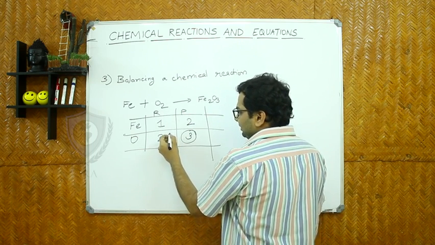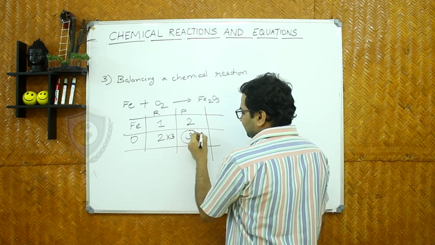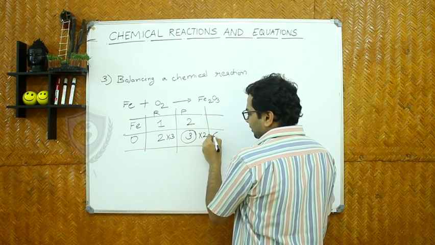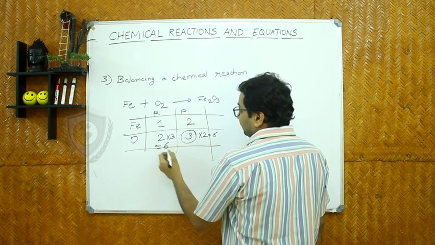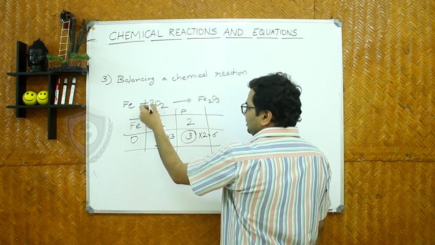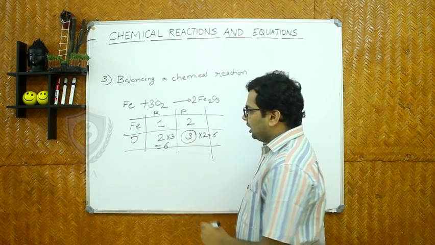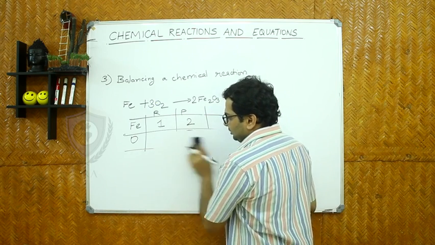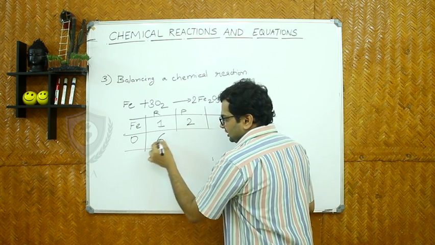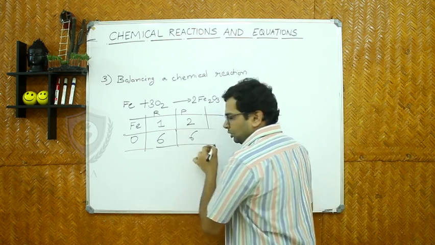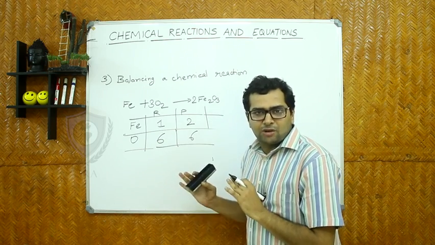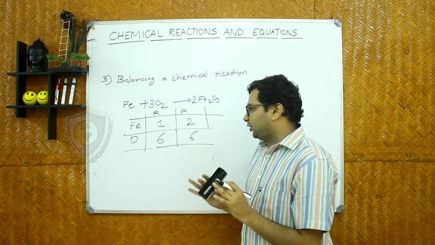So if you multiply this with 3 and this with 2, it will become equal, which is 6, right? So let's put a 3 here and put a 2 here. Now we have made this equal. We have 6 here and 6 here. On the reactant side and on the product side, we have the same number of oxygen.